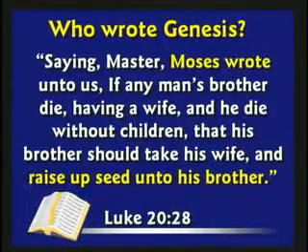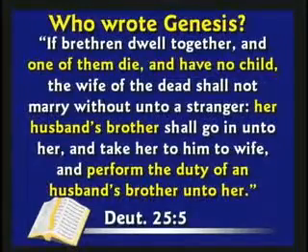Then you read in Luke where it says, Master, Moses wrote, if a man's brother die having a wife, and he die without children, that his brother should take his wife and raise up seed unto his brother. And people say, see, this proves Moses wrote Genesis. No, it does not. Because also it tells us in Deuteronomy, if brethren dwell together and one of them die and have no child, the husband's brother shall go raise up seed to his brother.